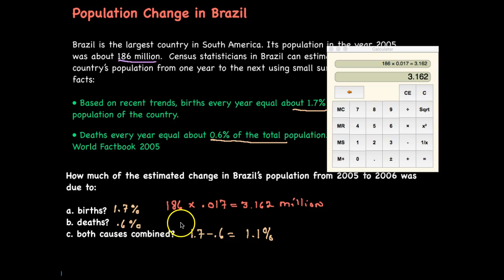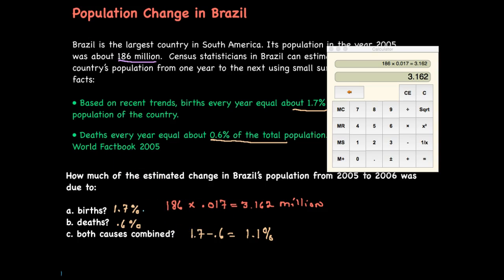For births, we would have taken our population, multiplied it by our percent to figure out what the increase is. 3.162 million people each year due to births. Notice that when I multiplied by the percent, I didn't multiply by 1.7. Remember, this is 1.7%. Percent means out of 100. So to turn it into a decimal equivalent, I would need to divide this by 100. I would move the decimal over two places and get 0.017.